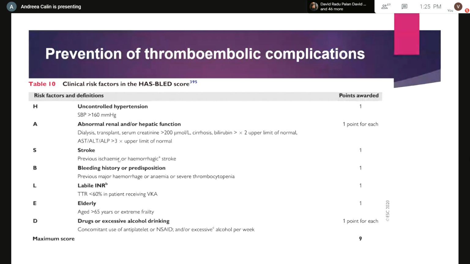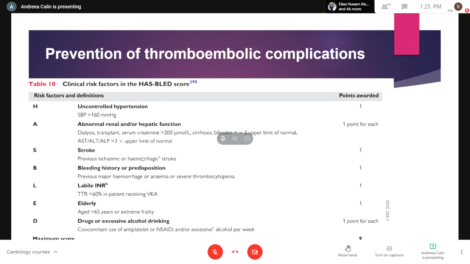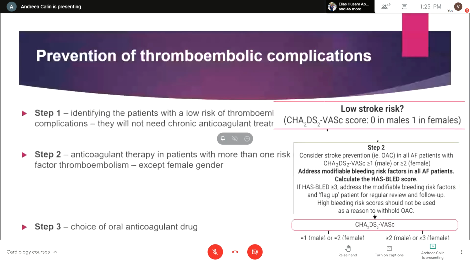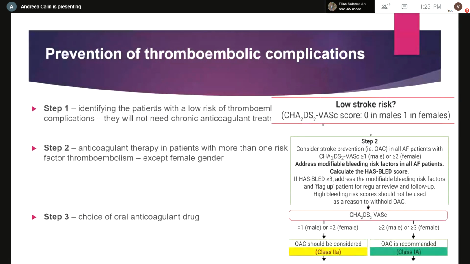And there is also, when we think about preventing thromboembolic complications, we should also calculate this HAS-BLED score that gives us an impression of the bleeding risk of the patient. And there are some factors that predispose to a high rate of bleeding and a higher risk of complications.